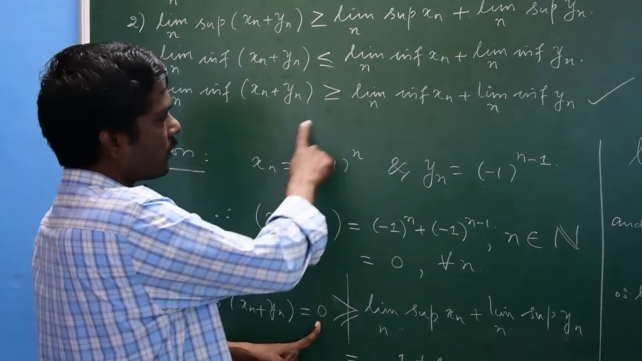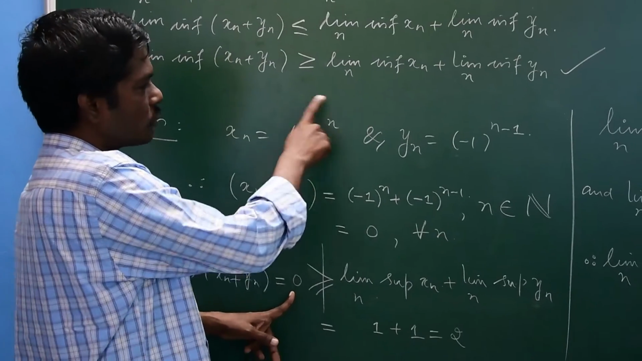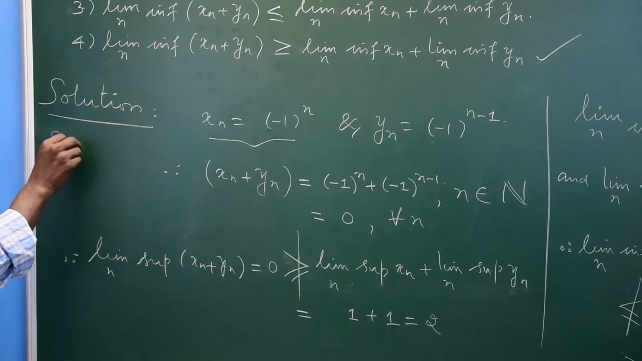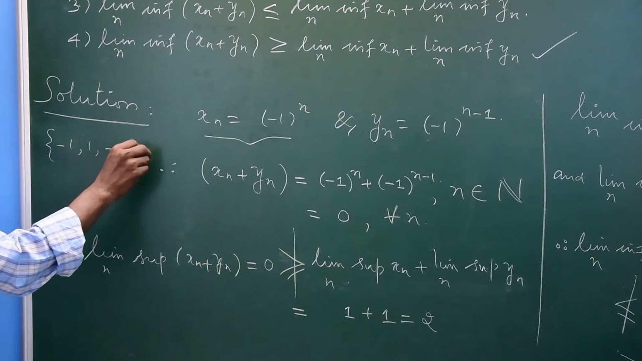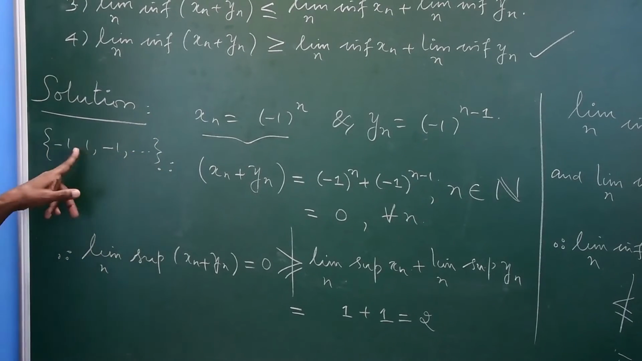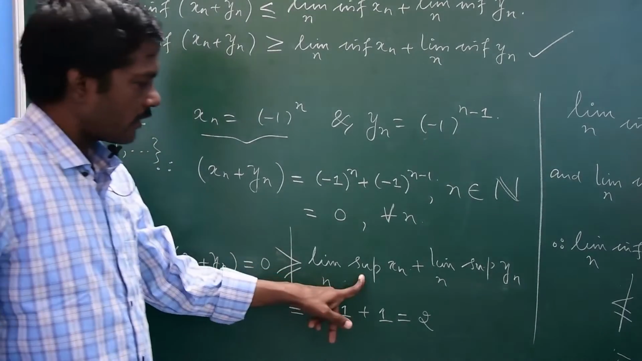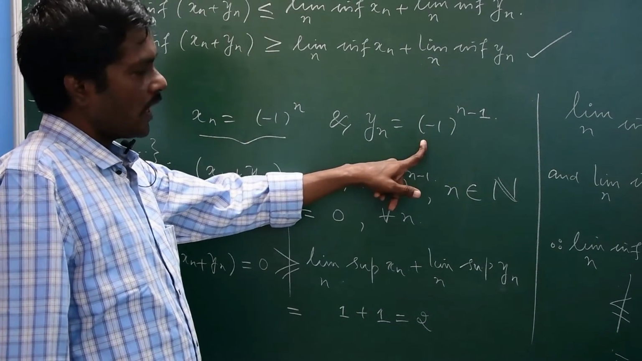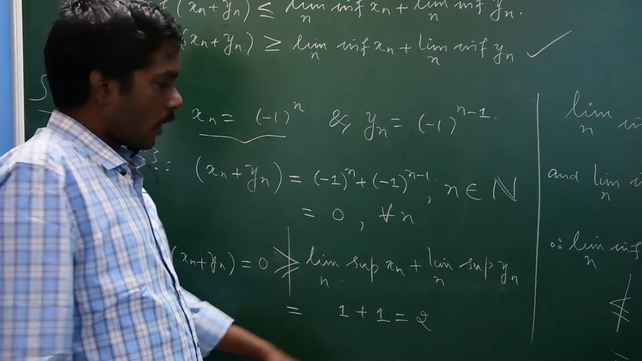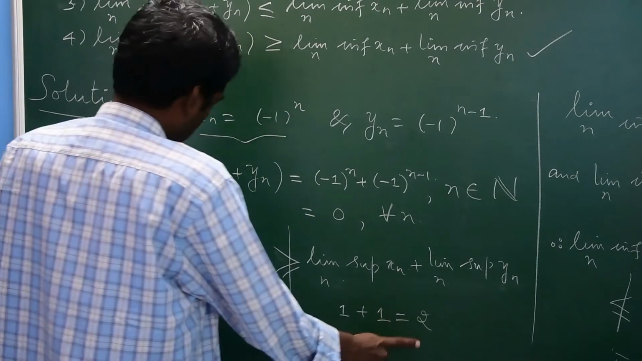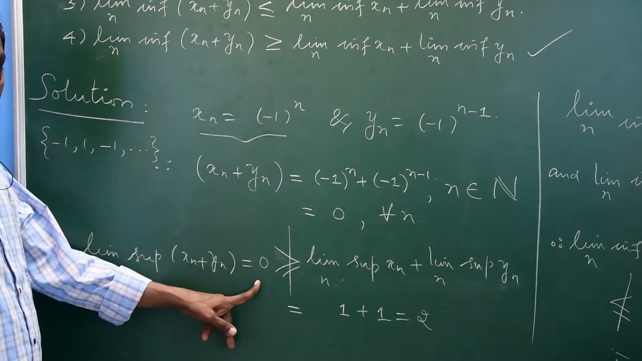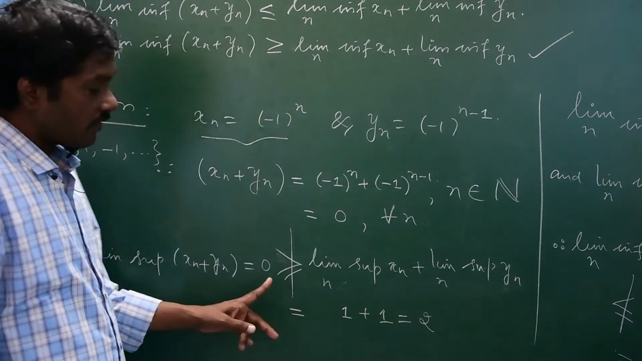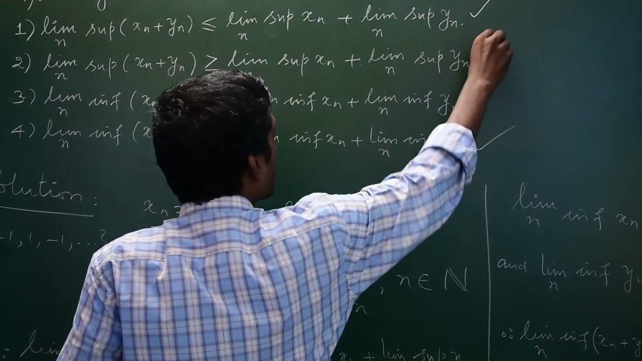And what is the limit supremum of xn? Limit supremum of this sequence is 1, because the terms of the sequence oscillate, minus 1, plus 1 and so on. So limit supremum is 1 for the sequence xn, whereas limit supremum for yn is also 1. When you add these two, 2, whereas the limit supremum of xn plus yn is 0. We are given that 0 is greater than or equal to 2, which is false. Therefore, option 2 is false.